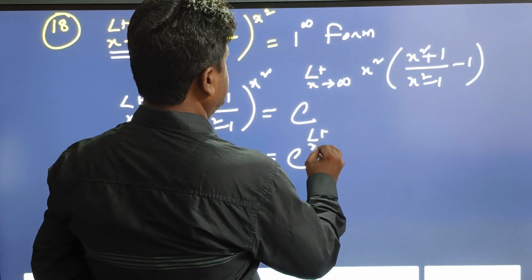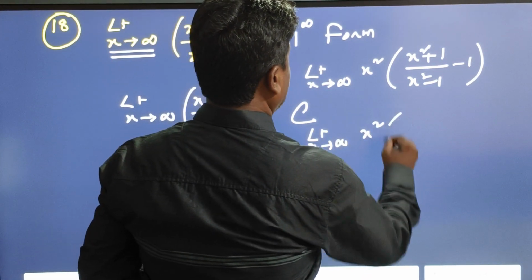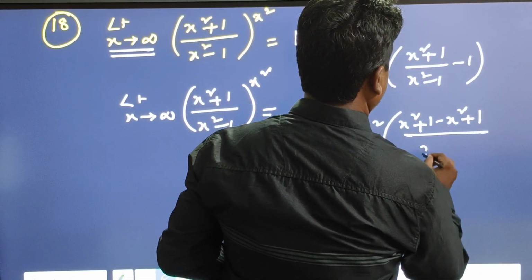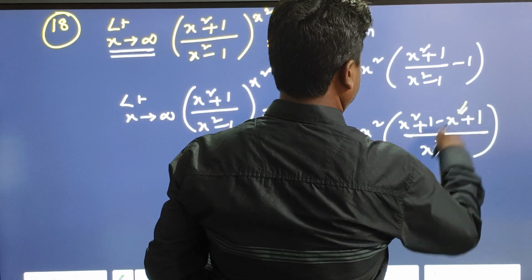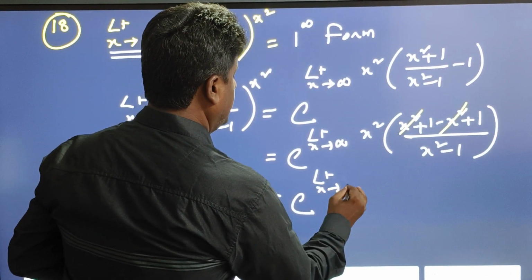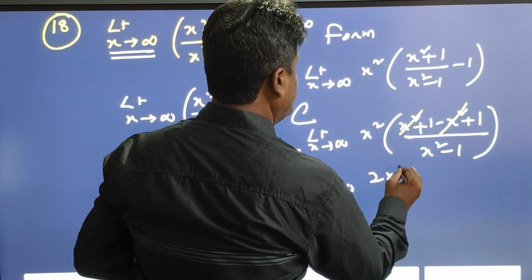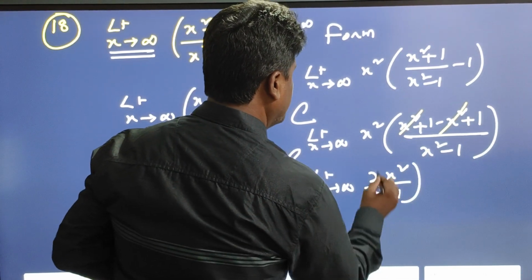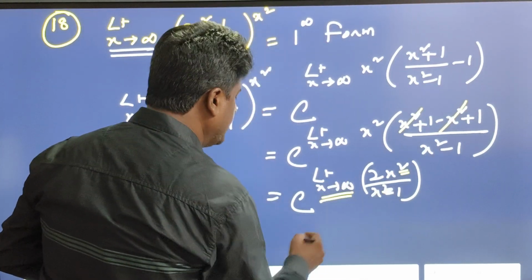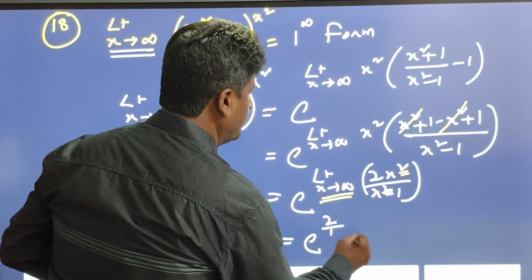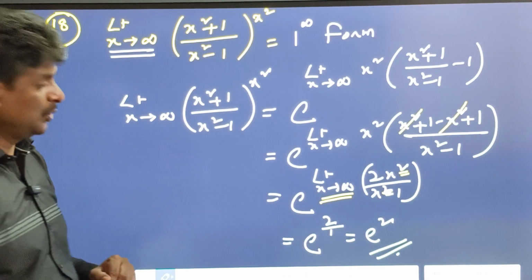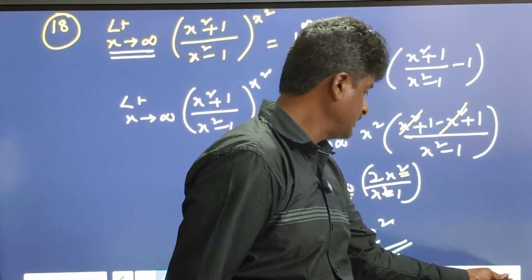E power limit as x tends to infinity of x² into ((x² plus 1)/(x² minus 1) minus 1). Now what happens? E power limit as x tends to infinity of 2x²/(x² minus 1). In case of limit as x tends to infinity, degrees are the same, so leading coefficient by leading coefficient. E power 2/1, that is e². So the answer is e².